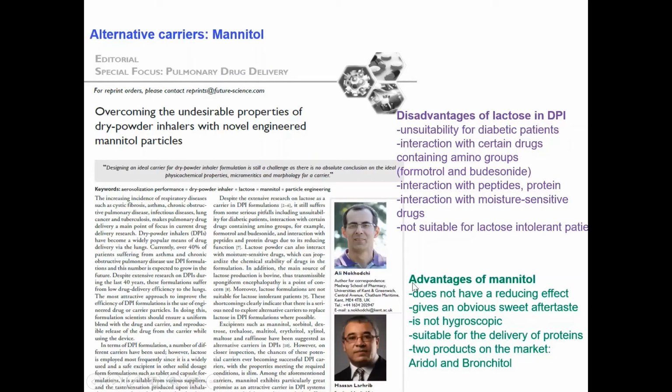lactose, because lactose is the only approved excipient for DPI at the moment, although there are pure mannitol formulations on the market, but not as a carrier, as a drug. Because of disadvantages with lactose, such as unsuitability for diabetic patients, or lactose intolerant patients cannot take it. Whereas mannitol could be a very good carrier for such a formulation. So we have written an editorial on this, which was published a few years ago.